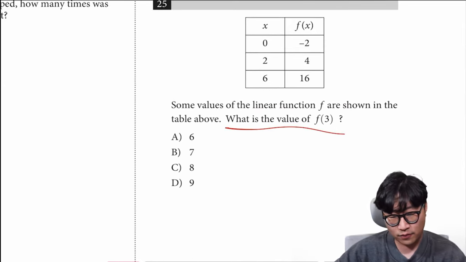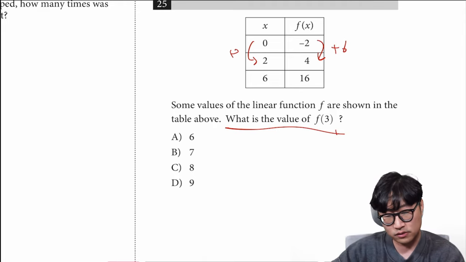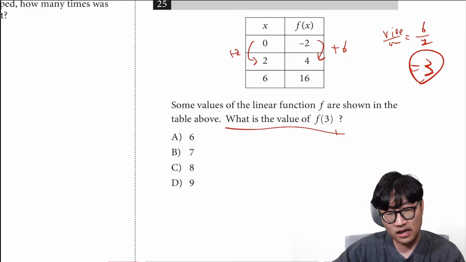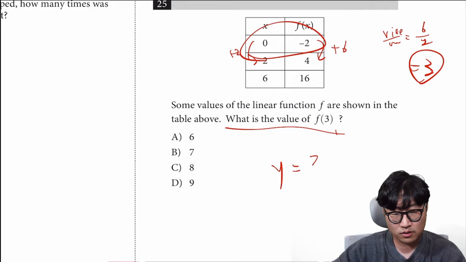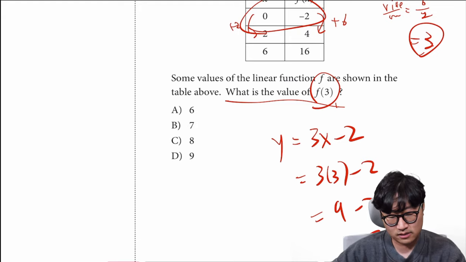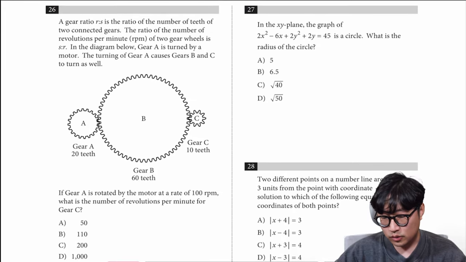Number 25, some value is a linear function. What is the value of f of 3? Okay, so first of all, the rise is plus 6, run is plus 2. So rise over run, that would be 6 over 2, which is 3. The slope is 3. And they gave the y-intercept, negative 2. So there you have it. y is equal to 3x minus 2. F of 3. So just plug in 3 for the x, 9 minus 2, and that's a 7. Answer choice B.